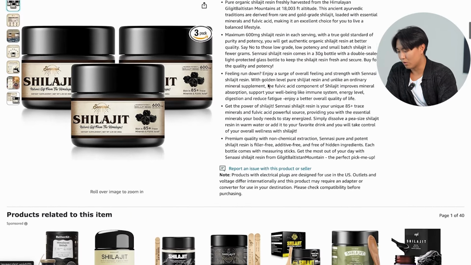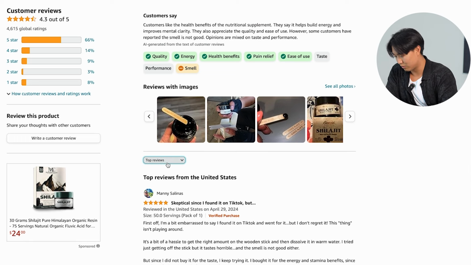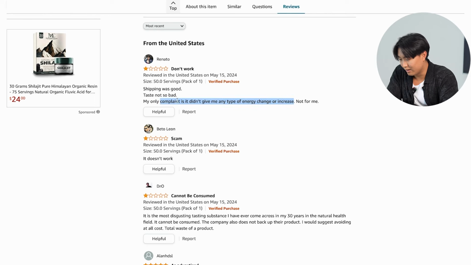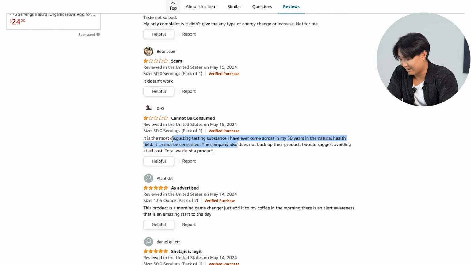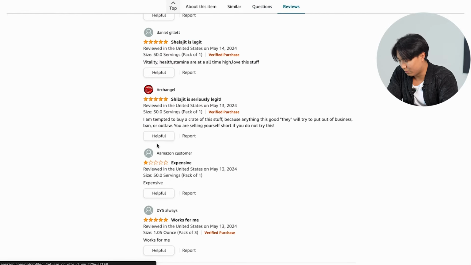And if you just do this over and over again, you'll be able to have a really good understanding of your space, right? So top reviews, most recent, boom. Doesn't work, only complaint is, it didn't give me any type of energy increase, doesn't work, cannot be consumed. Okay, great. So basically this is a terrible product, right? They have a ton of 1-star reviews recently. So this is pretty interesting.